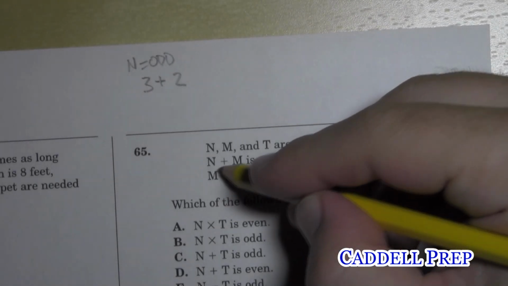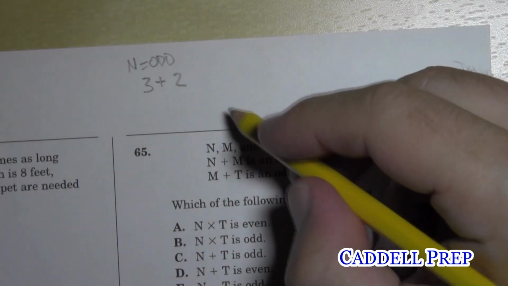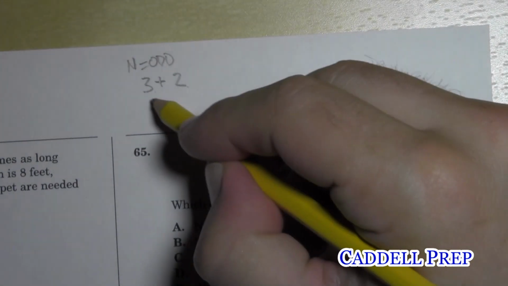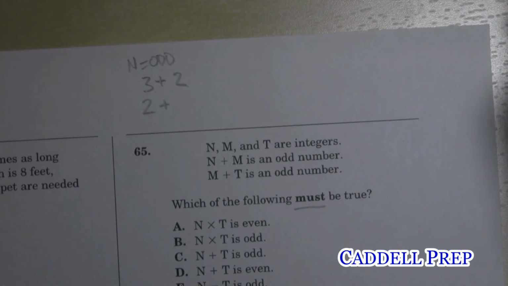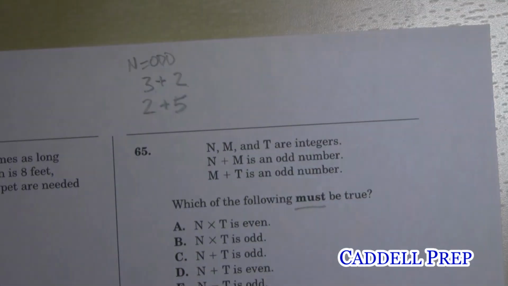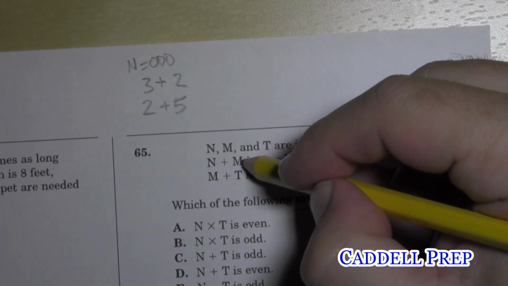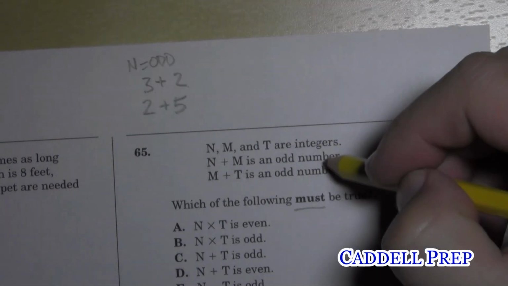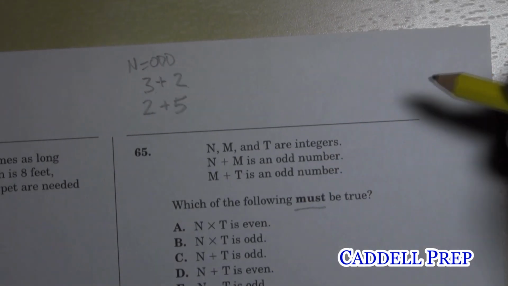In the second line, M plus T is an odd number. So we said N is 3, M is 2, so in this line, M has to be 2. So T could be 5. That'll make this true. So we have N is 3, M is 2, M again is 2, T is 5, and both of these statements are true. So let's see which one must be true, or which one is true so far.